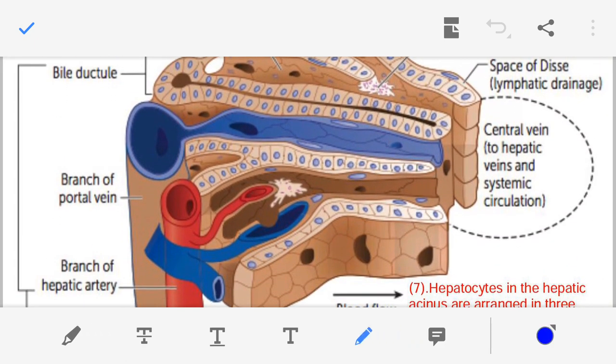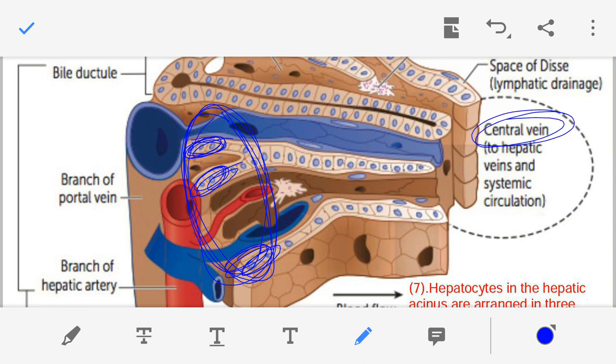So here, this one is the entire portal triad. And this hepatocyte, they are very close to the portal triad. So these cells are forming zone 1. This is the central vein.